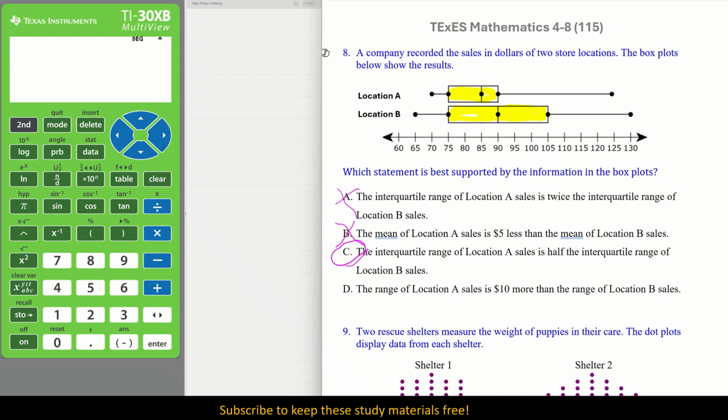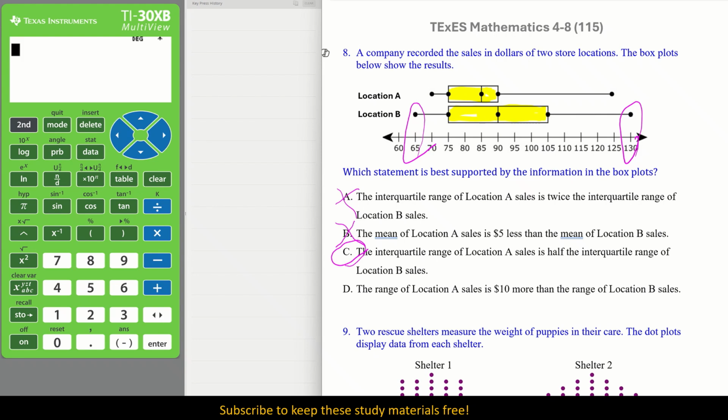Now let's look at D real quick. The range of A sales is $10 more than the range of B sales. Well, I really dislike that they're saying A is more than B. That is just not true. The range of B is obviously greater than A. Okay, and it might be 10, but they're stating it the wrong way. They're trying to trip you up.